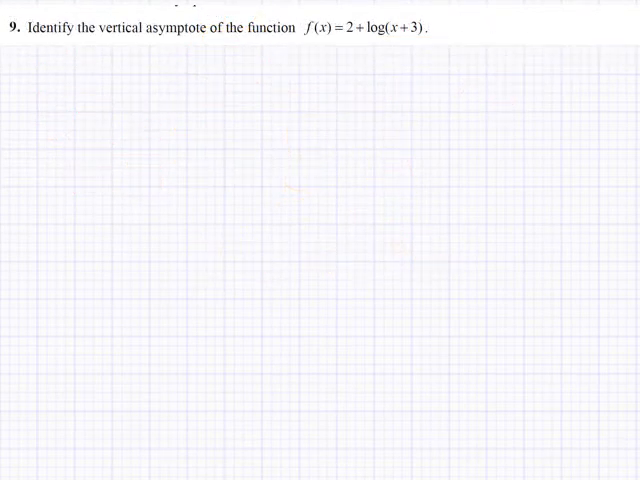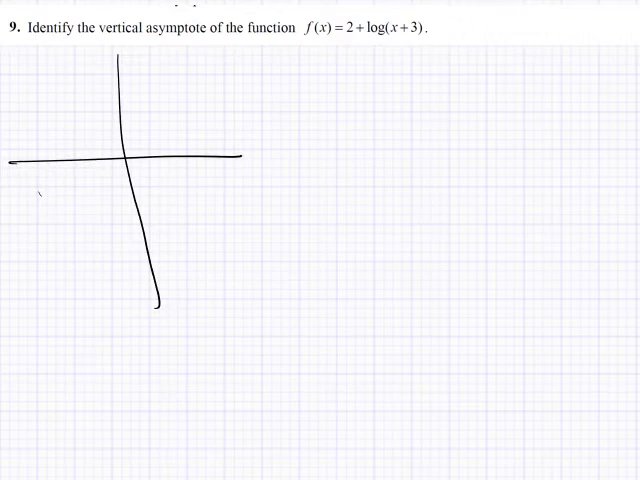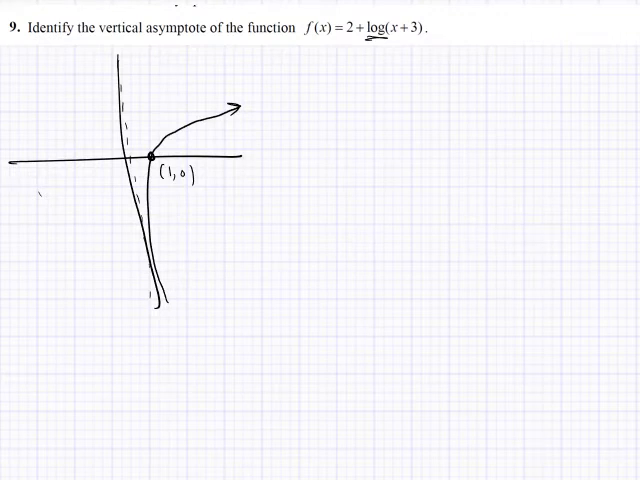Here we want to identify the vertical asymptote for this function. That's probably best done by looking at translations. So we think about a logarithm. This is a log base 10, so generally the logarithm base 10 would have this shape to it. It would go through this point 1, 0 and have a vertical asymptote that is the y-axis. Now this one is moved a little bit. Here we have a +3 and then here's a +2.